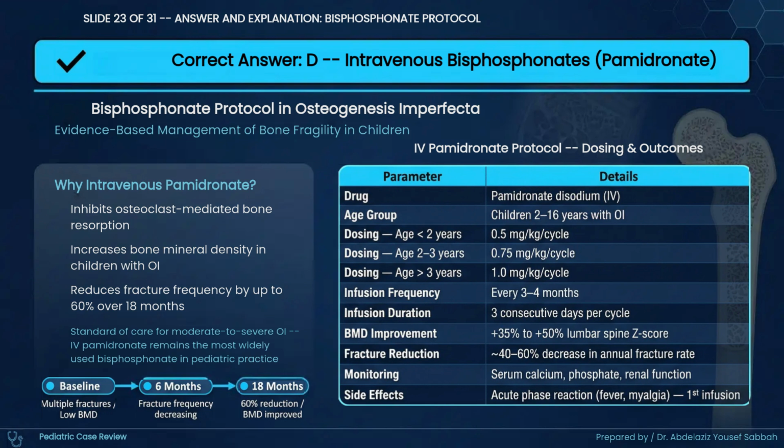Bone mineral density improvement at the lumbar spine ranges from plus 35 to plus 50% on Z-score. Annual fracture rates decrease by approximately 40 to 60%. The most common side effect is an acute phase reaction with fever and myalgia during the first infusion. Monitoring includes serum calcium, phosphate, and renal function.